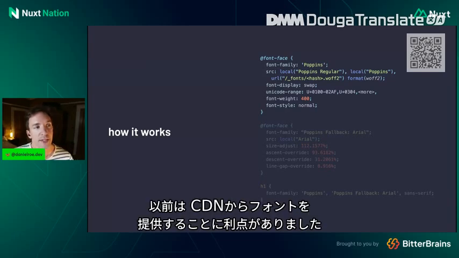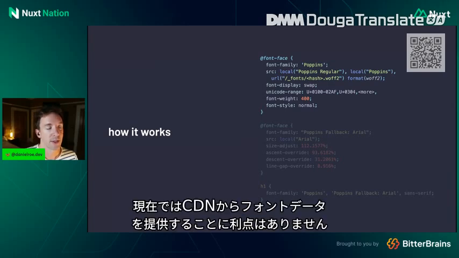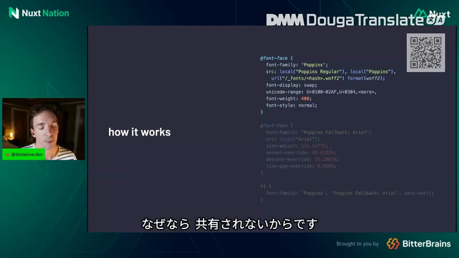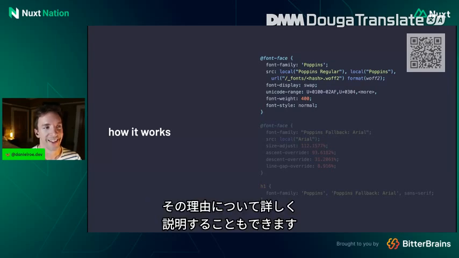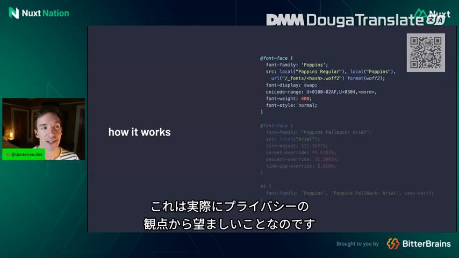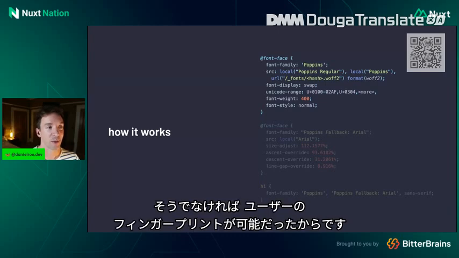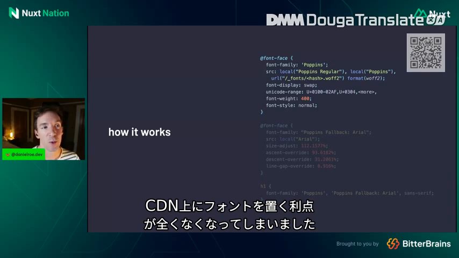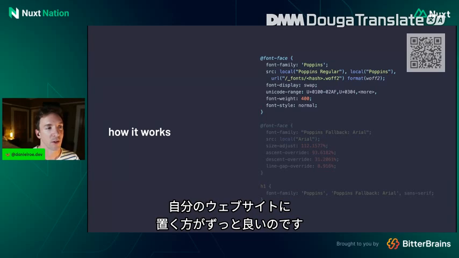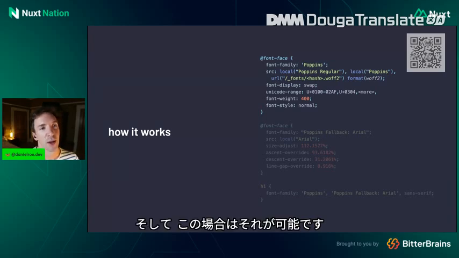There was a time previously when serving fonts from a CDN was beneficial, but for privacy reasons, there is no benefit now to serving font data from a CDN because the cache isn't shared across origins. And I could go into why that's the case. It is actually desirable for privacy. It was otherwise possible to fingerprint people, but it is a bit of a shame because there's no benefit at all to having a font on a CDN. You're much better off having it on your own website. And so in this case, we're able to do that.